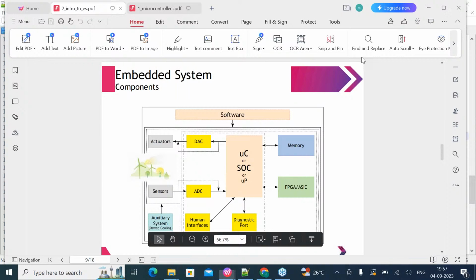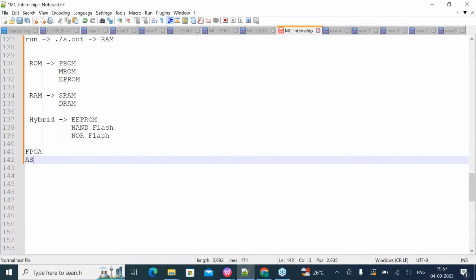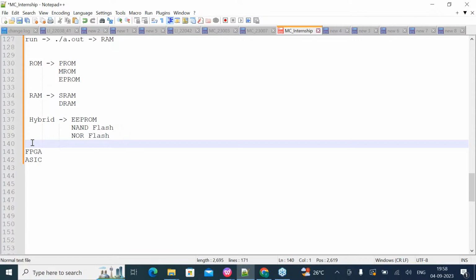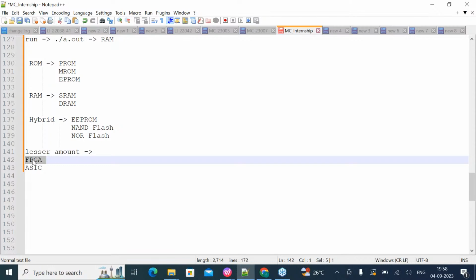And FPGA and ASIC means what? As I said earlier, whether to include the FPGA or to include the ASIC depends upon the production, how much quantity you are producing. Let's say you are producing the embedded system in a lesser amount. In that case, it's cost effective if you go with the FPGA.